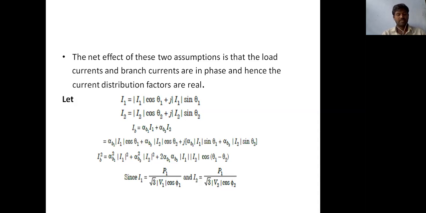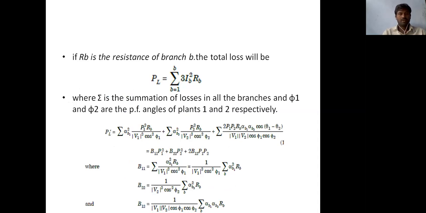We know that P1 and P2 here are the three-phase real power output of a power plant, the power generation of plant 1 and plant 2. Here cos phi 1 and cos phi 2 are the power factors, and V1, V2 are the voltage magnitudes. We know that if R_B is the resistance of the branch, these are the total losses.